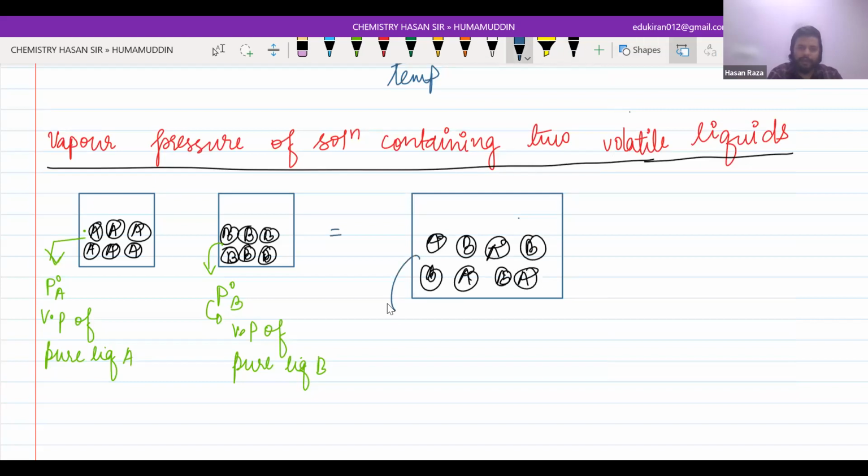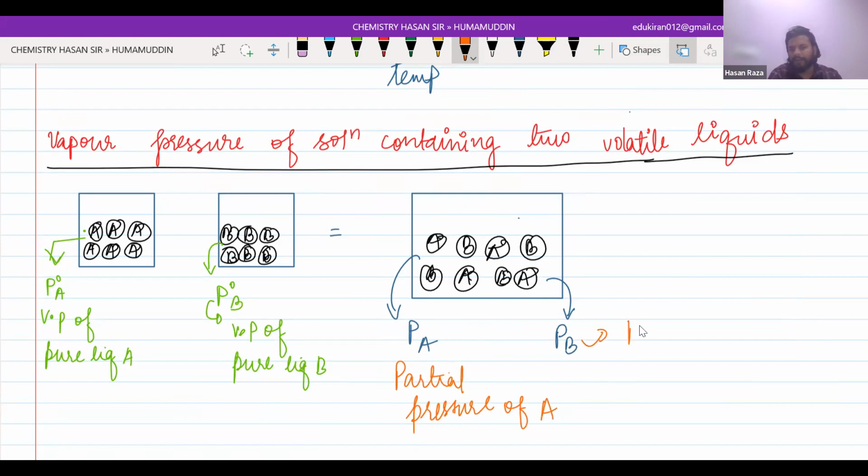Now, here we are going to talk about PA and PB. Whenever more than one substance is present in a container, we represent it by PA and PB. PA is the partial pressure of A, and PB will be the partial pressure of B. Is that clear, everyone? Both of you? Yes, sir.